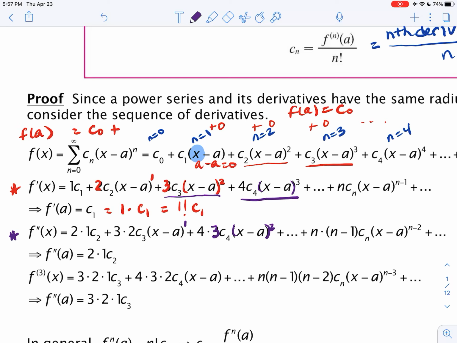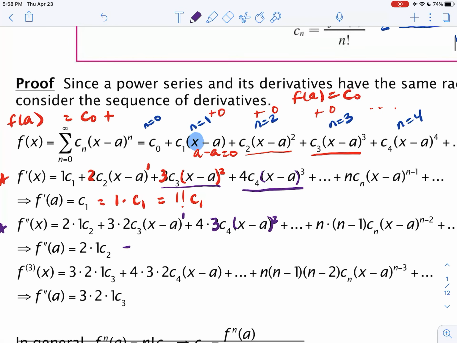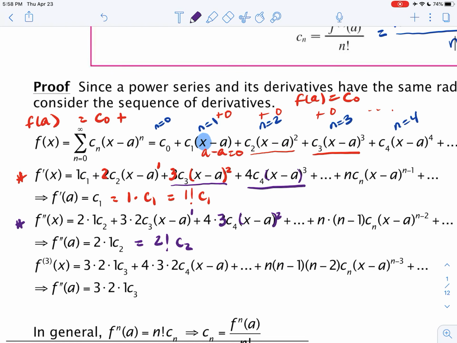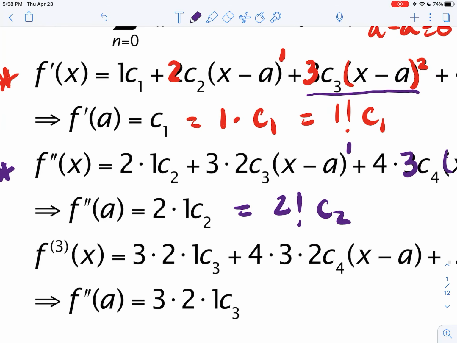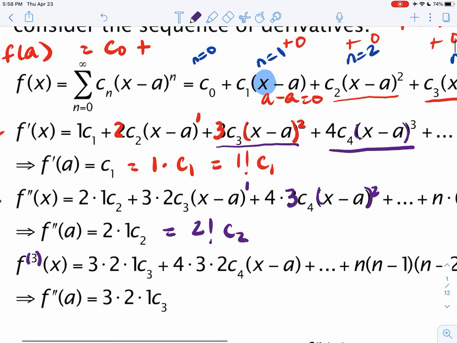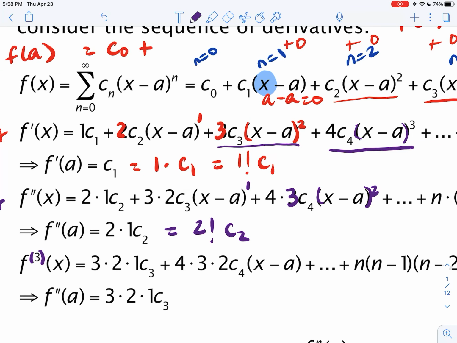If I evaluate f double prime at a, then all of the terms of f double prime that contain a factor of x minus a go to 0, and I'm only left with 2 times 1 times c sub 2, and that does equal 2 factorial times c sub 2. And now when we take bigger derivatives, we start introducing that derivative notation. If you ever see the exponent on f evaluated inside a parenthesis, that's how you can determine that that's the third derivative or the nth derivative of x.